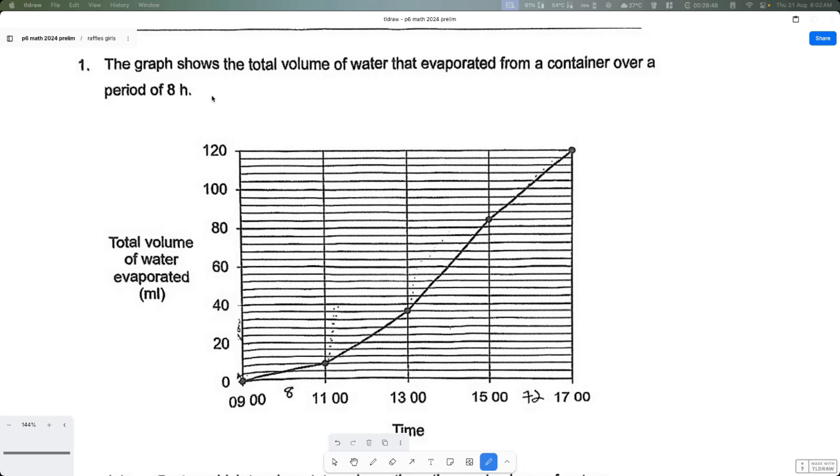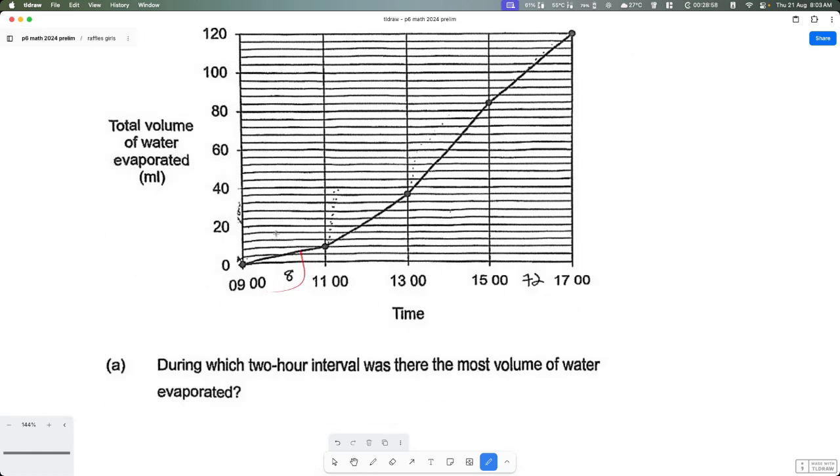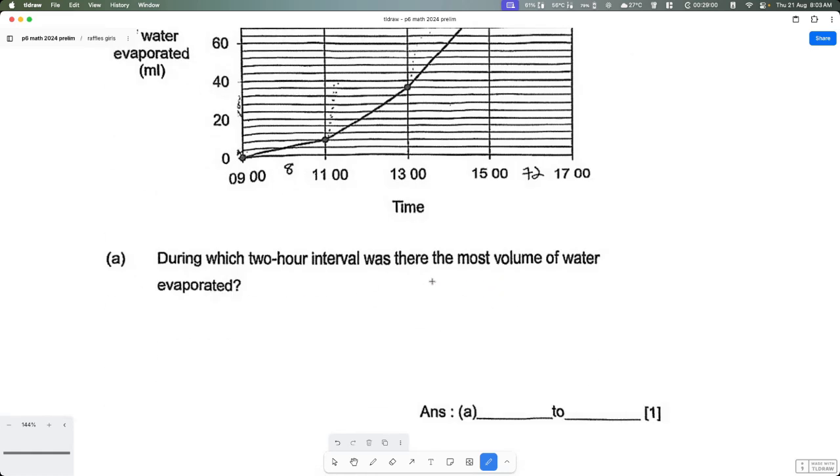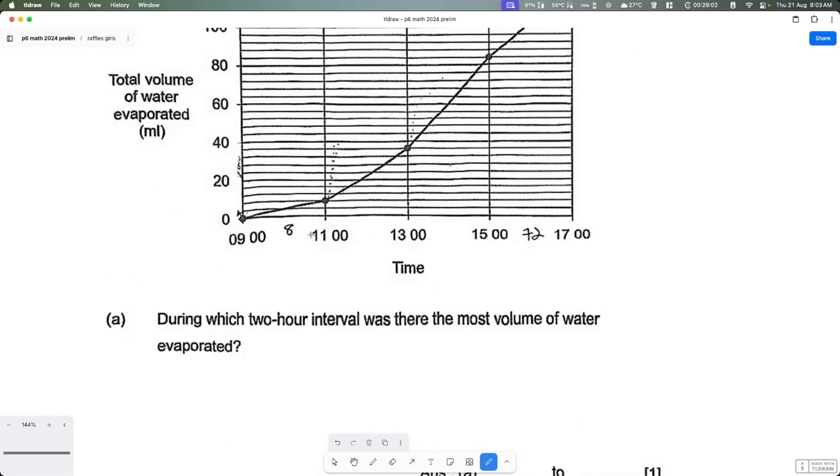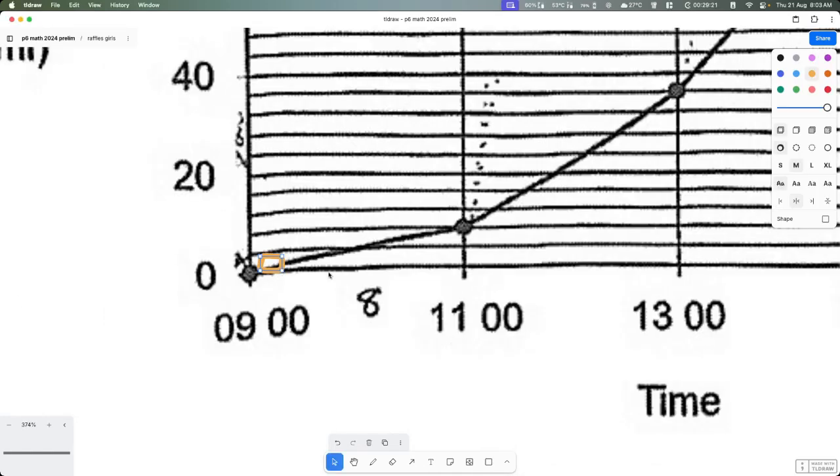All right, so question 1 says the graph shows the total volume of water that evaporated from a container over a period of 8 hours. Okay, some numbers here. I think we know what the numbers represent. So during which two intervals was the most volume of water evaporated? All right, so let's zoom in.